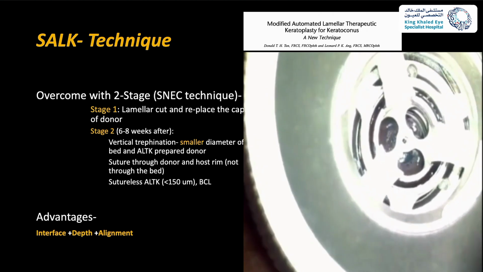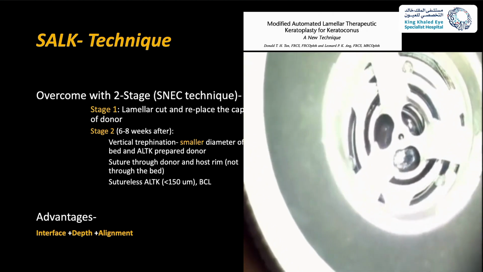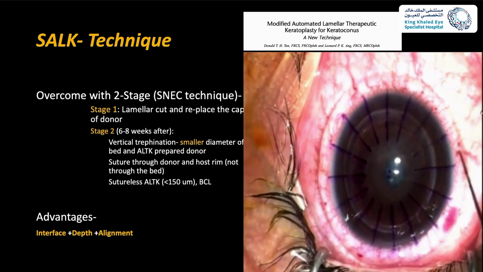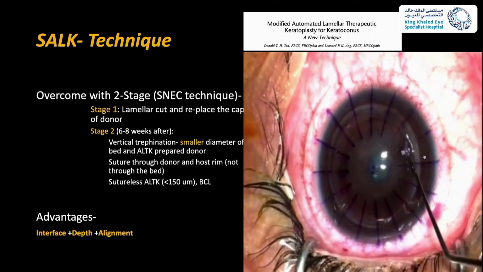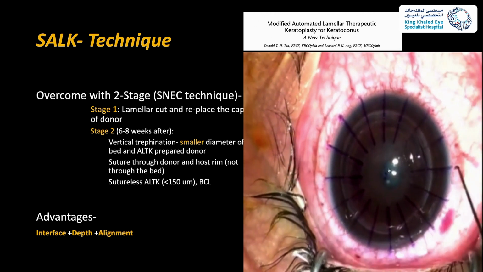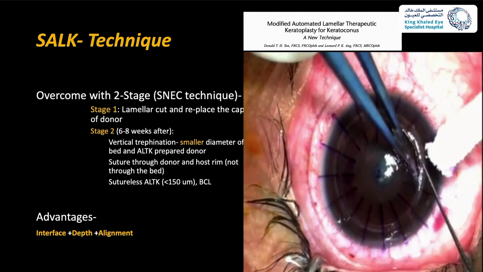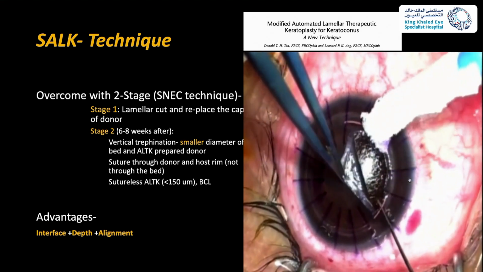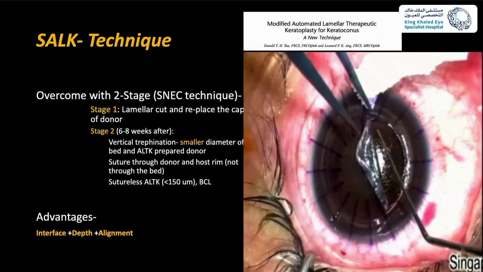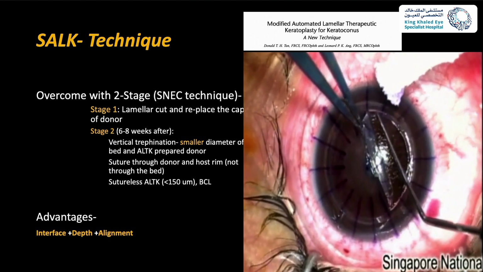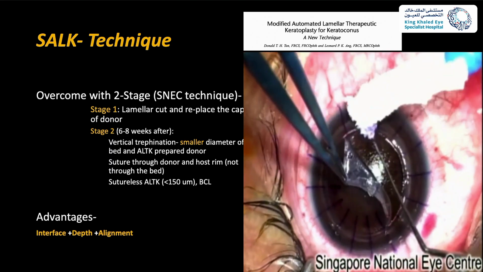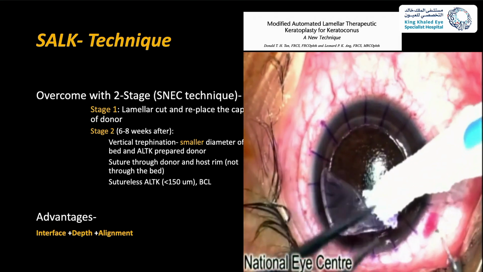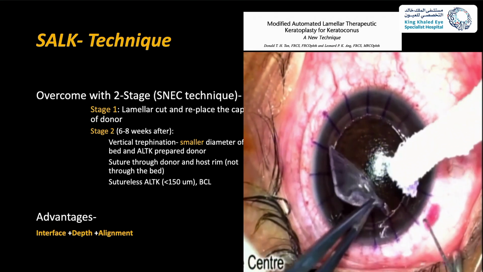So in here, basically there is a potential interface from our previous microkeratome cut. You can peel off the anterior lamellar cap with just simple dissection using a Sinskey or any blunt instrument to allow for peeling off the graft or the cap.